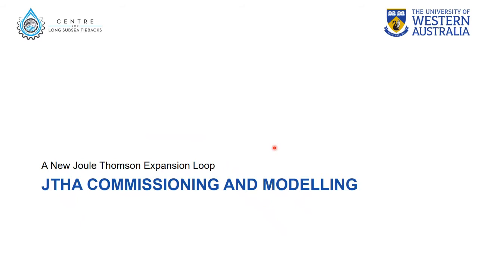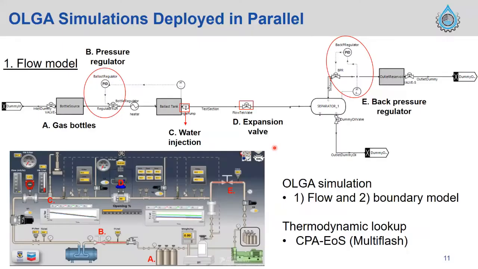The next section is our commissioning work, in parallel with the OLGA modeling for JT cooling. Starting with the OLGA simulation, we have two models. I'll start with the flow model. This is the way we try to map out our whole system as best we could.